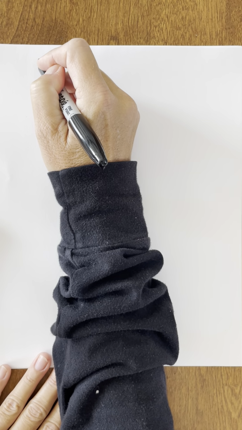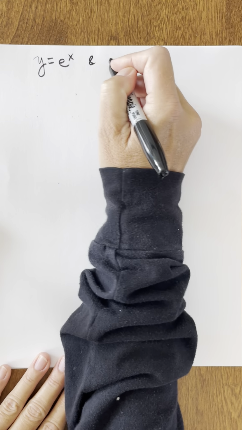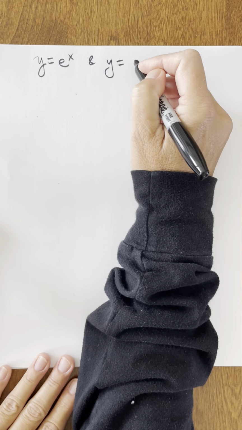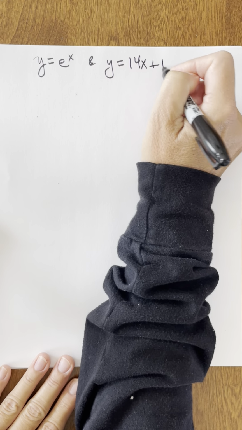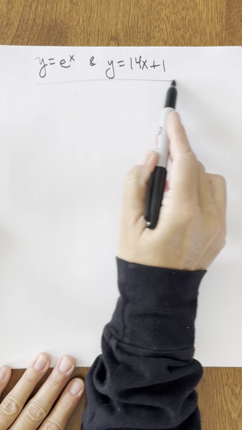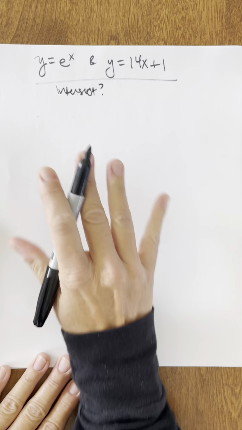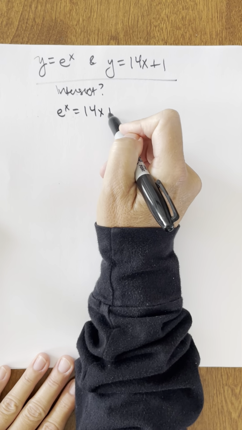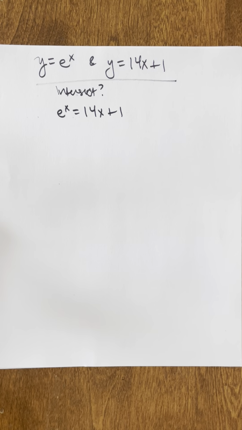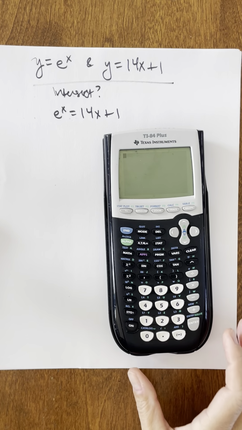So let's say I have a graph of y equals e to the x and y equals, I don't know, 14x plus 1. And I want to know, where do these graphs intersect? Algebraically, setting e to the x equals 14x plus 1, you can't really get x on one side of the equation, so this is a great time to use your calculator.